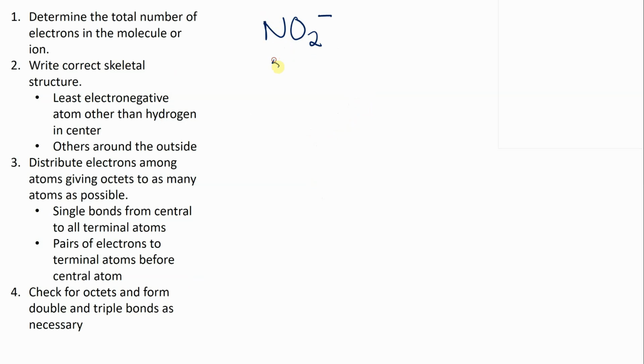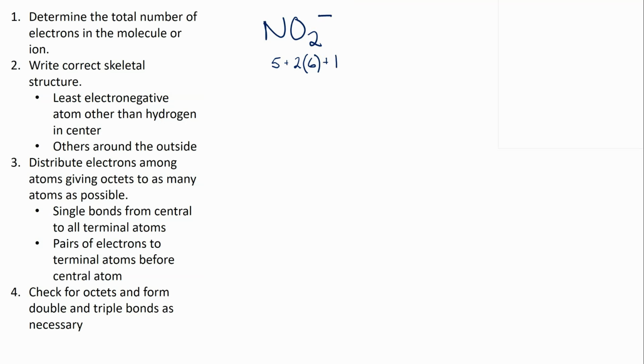The nitrogen should have 5 valence electrons. Each oxygen, there's 2 oxygens, each should have 6 valence electrons. But in addition to those valence electrons from those atoms, we have a negative charge. And that negative charge is going to add 1 more electron.